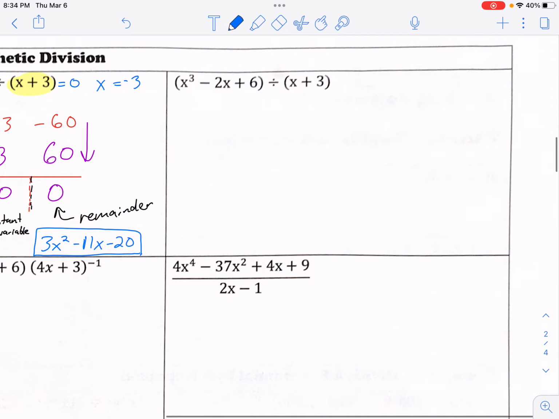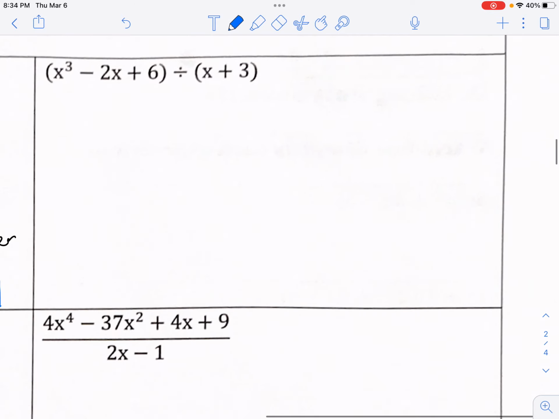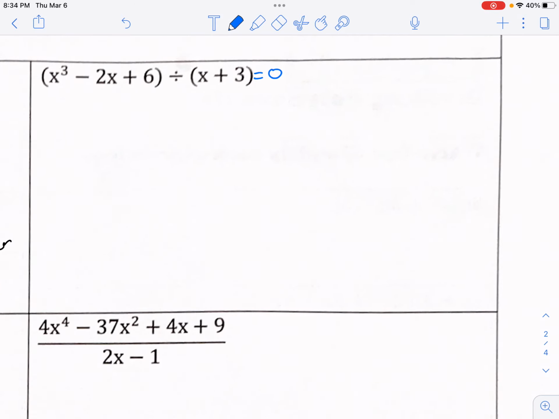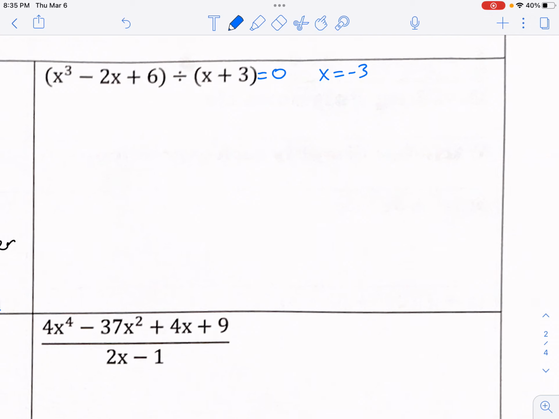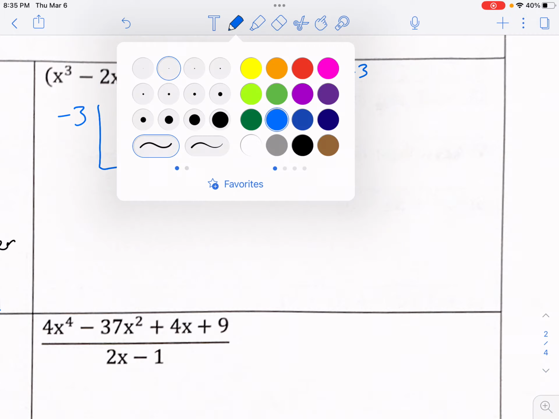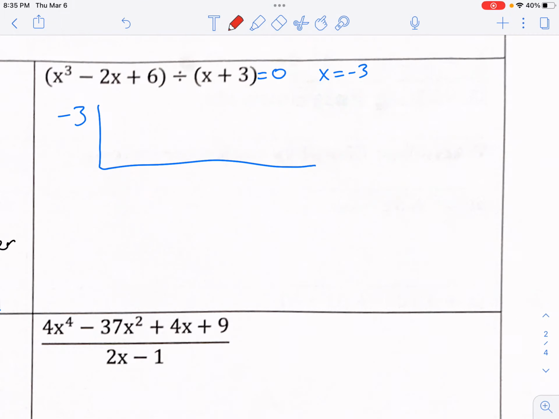Same thing on this guy. First thing I'm gonna do is set this equal to 0. This one works out, it's gonna be negative 3 again. All right, after that, what I want you guys to do is try to set it up. Some other teachers do it another way, maybe you'd prefer this. Some teachers also like to set it up like this: negative 3 there, and then this is where they're gonna put those values.